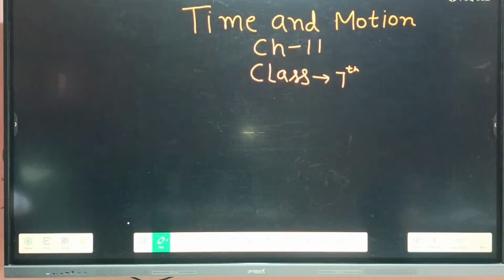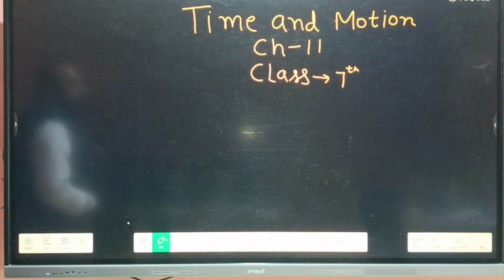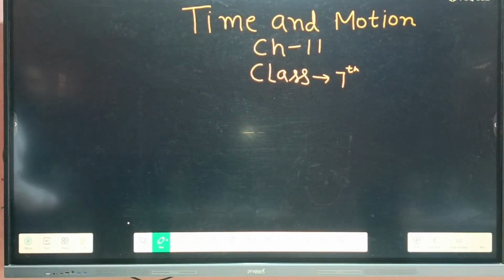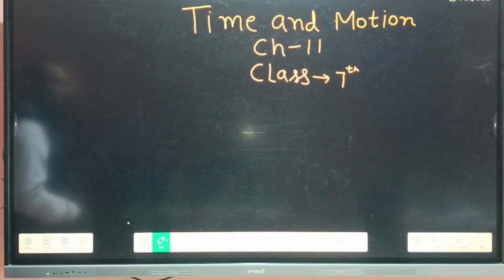Good morning, students. So, today we read about time and motion. This is chapter 11, from 7th class.